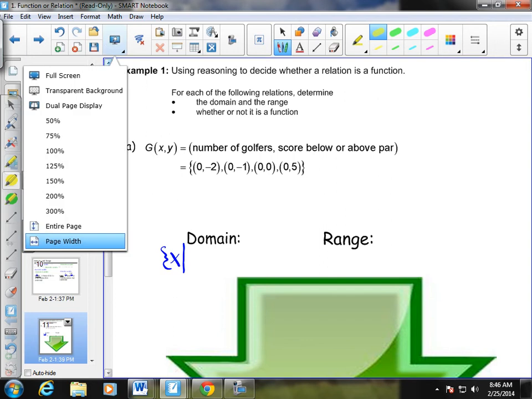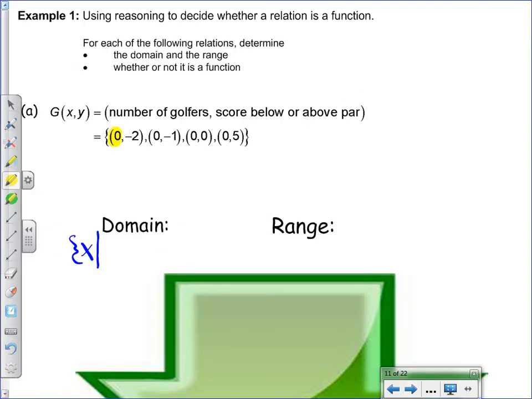Okay. If I look, here are all my first elements, which are my domain. They are all what? 0. So I just write this, 0, end squiggly bracket. Yes, we're going to talk about that.